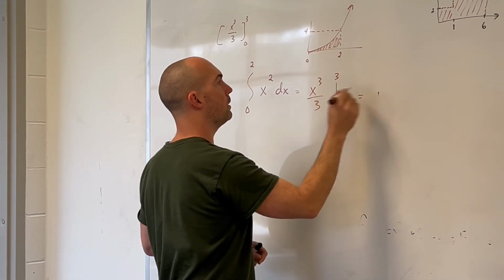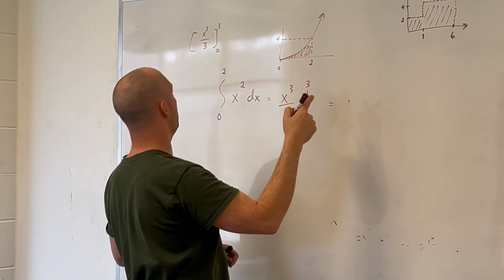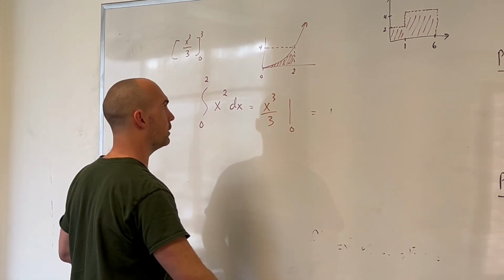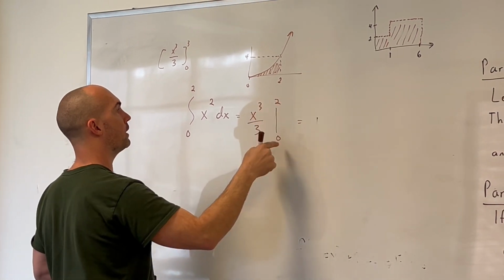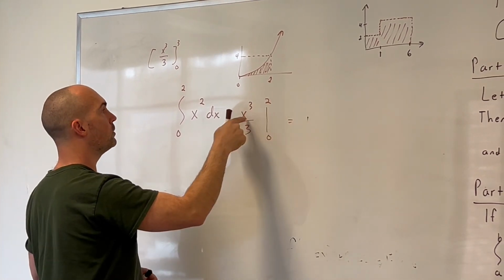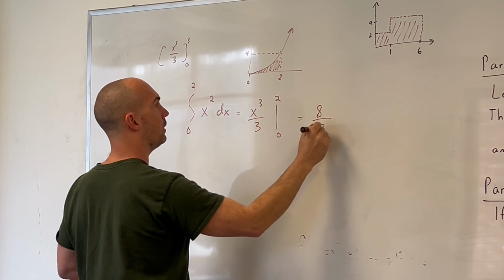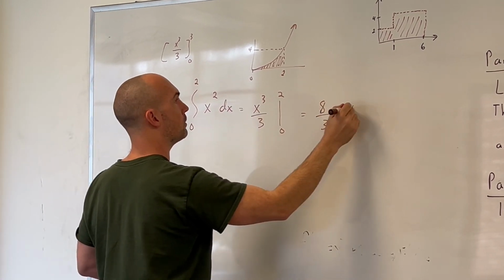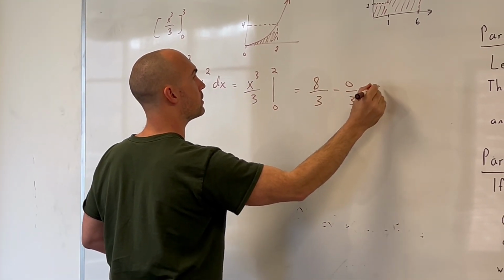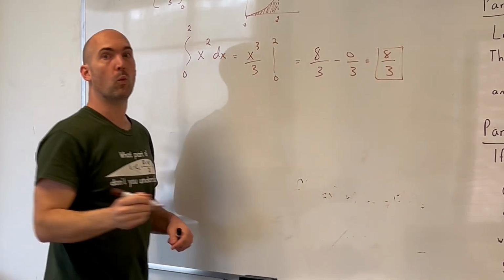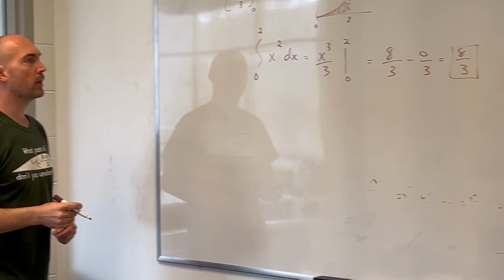Now we're going to go and plug in the numbers. Let's not make mistakes as we do it. That'll definitely help us out. Evaluate it from 0 to 2. We plug the 2 in, 2 cubed is 8, over 3. 0 cubed is 0. Our answer is 8/3. Once again, way easier than finding 1,000 rectangles.